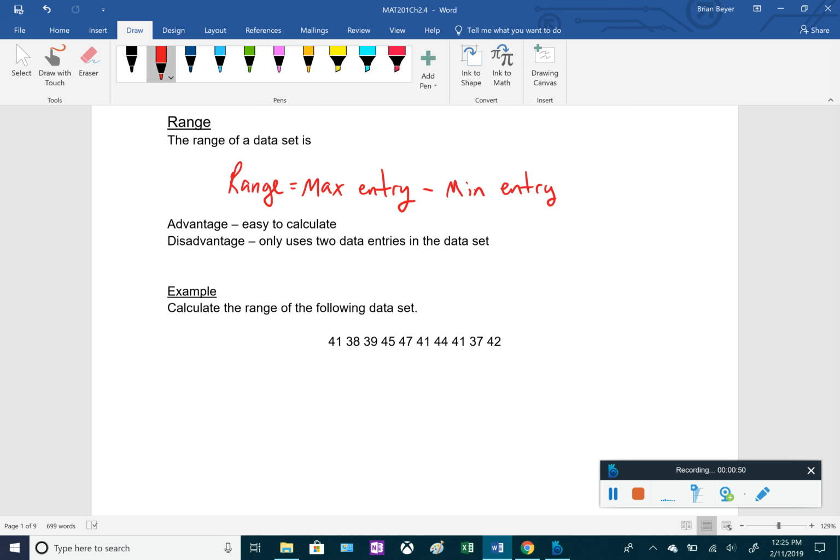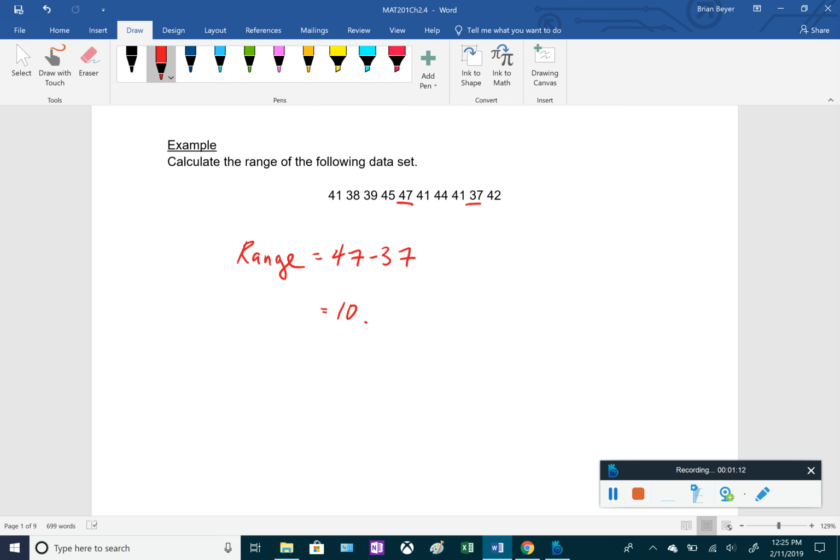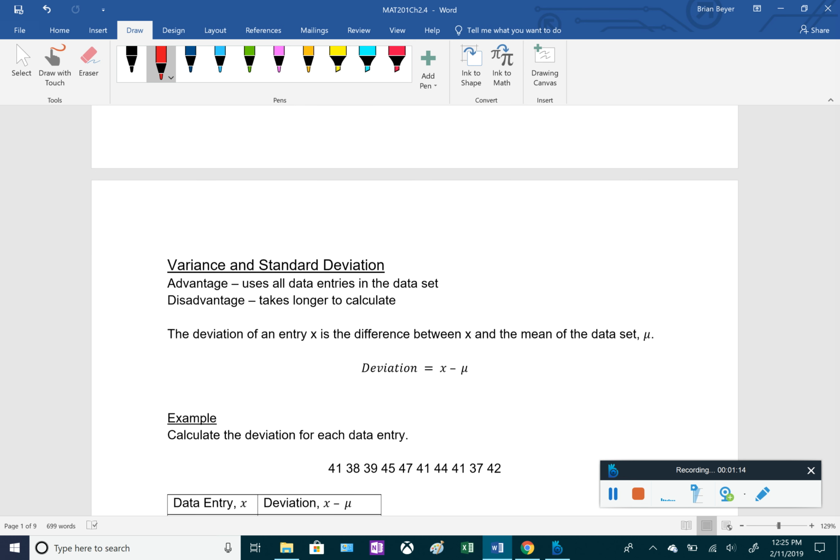So just for a quick example, calculate the range for this data set. We need to find the largest value, which looks like it's 47, and the smallest value, which looks like it is 37. So the range is just going to be the difference, 47 minus 37, which is 10. So this data set has a range of 10. Okay, so that's the range. Like I said, we already did it.